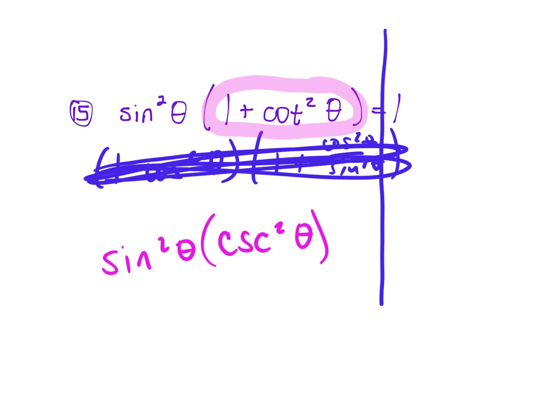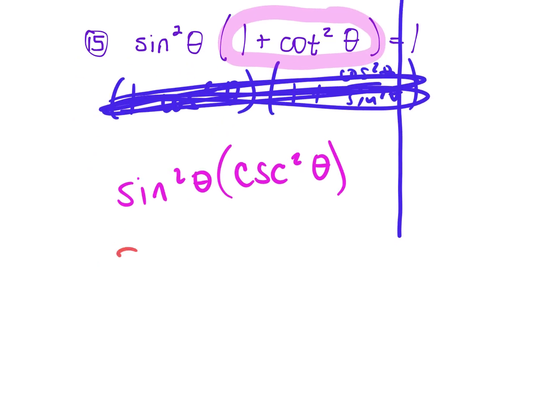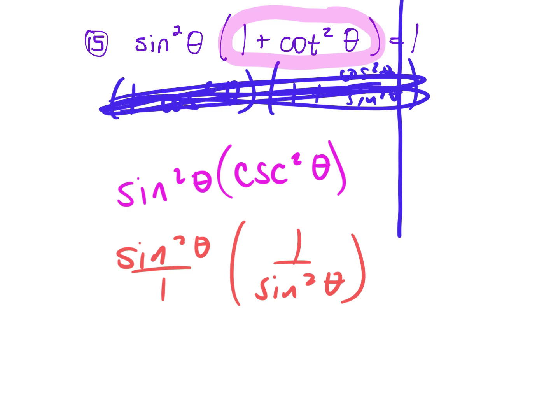But your thinking was fine if you would have gone the other way. What's another thing I could do with cosecant? How can I rewrite that? 1 over sine. Now what happens to sines? They cancel, so 1 equals 1.